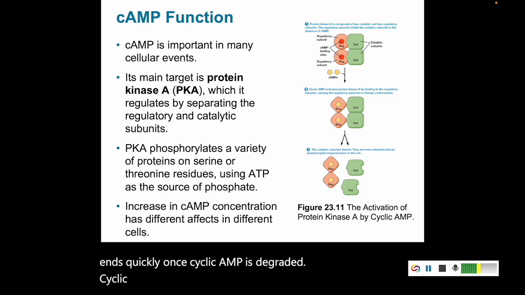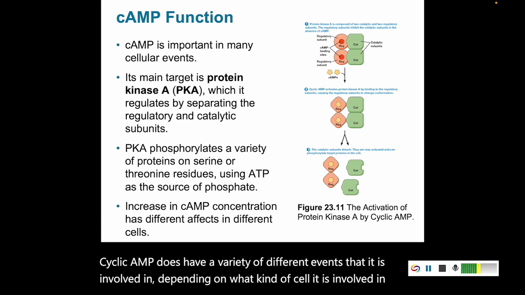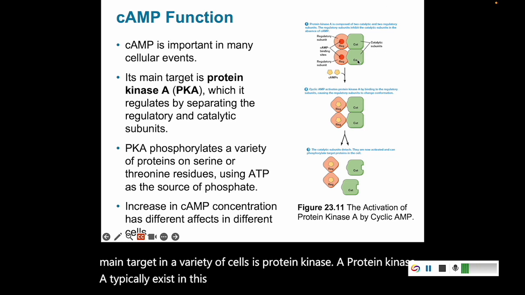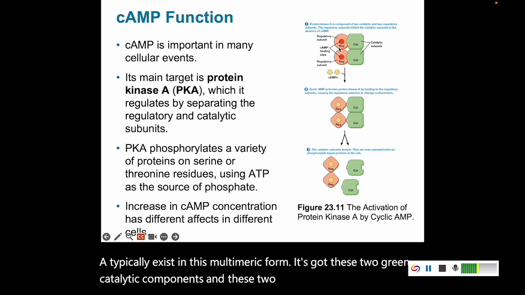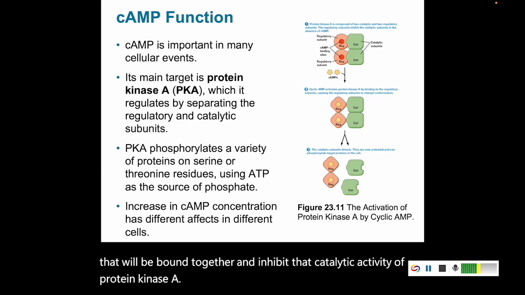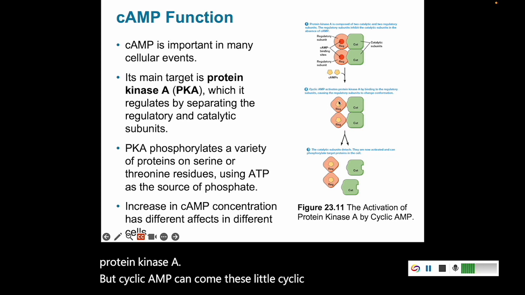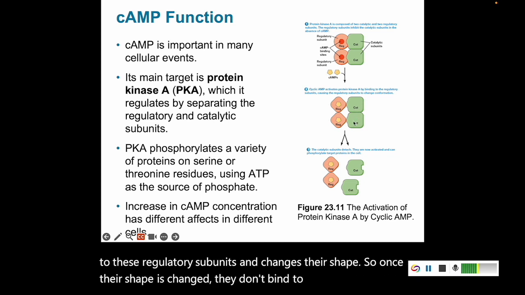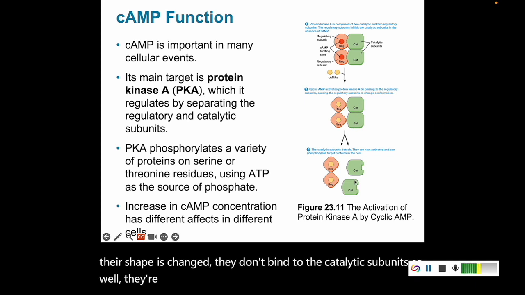Cyclic AMP does have a variety of different events that it is involved in, depending on what kind of cell it is involved in. But its main target in a variety of cells is protein kinase A. Protein kinase A typically exists in this multimeric form. It's got these two green catalytic components and these two reddish regulatory subunits that will be bound together and inhibit that catalytic activity of protein kinase A. But cyclic AMP can come, these little cyclic AMPs come and bind to these regulatory subunits and changes their shape. So once their shape is changed, they don't bind to the catalytic subunits so well, they're released, and the catalytic subunits are able to go off.